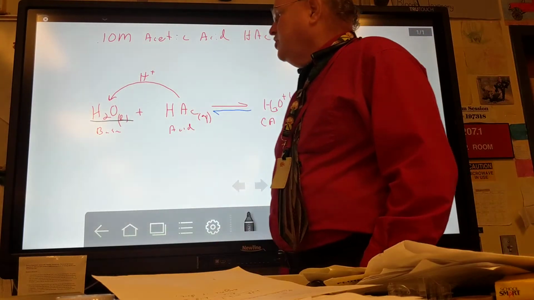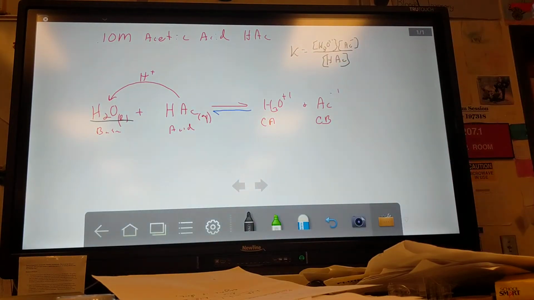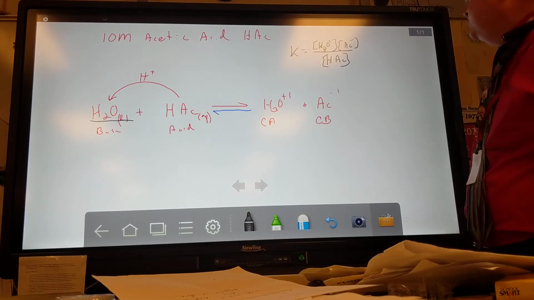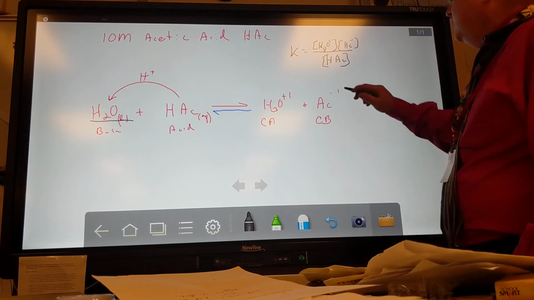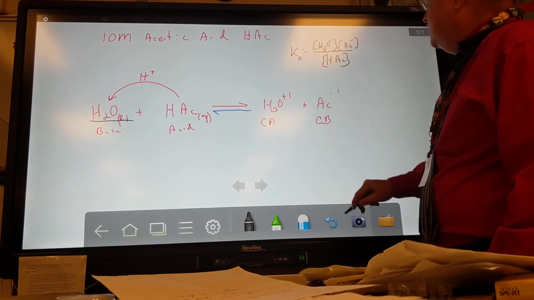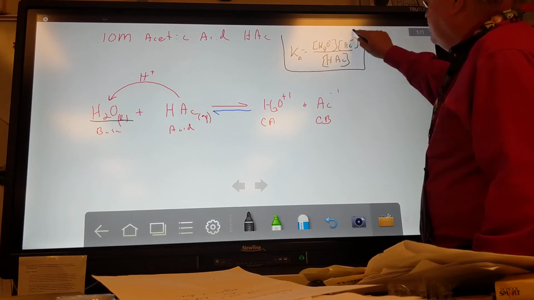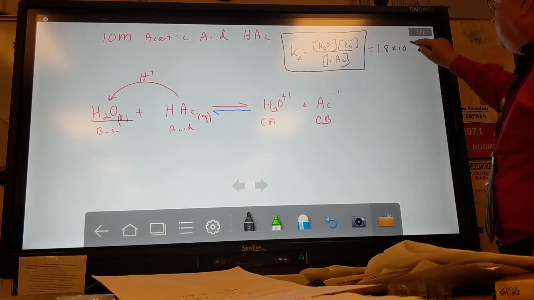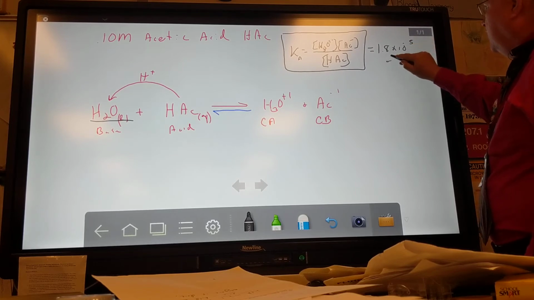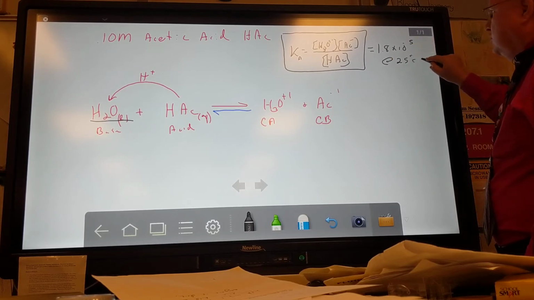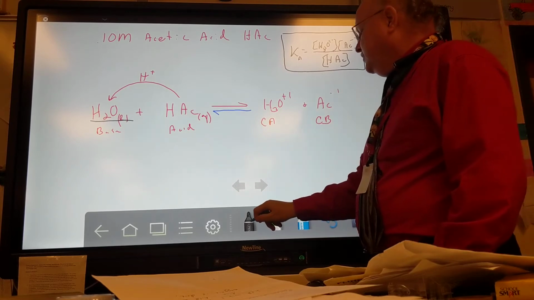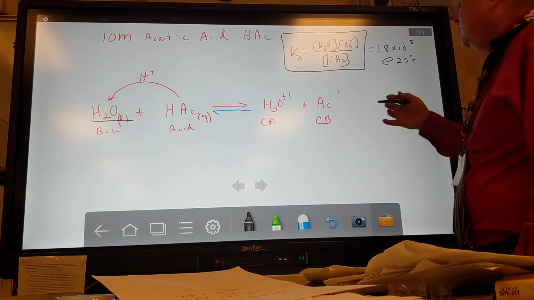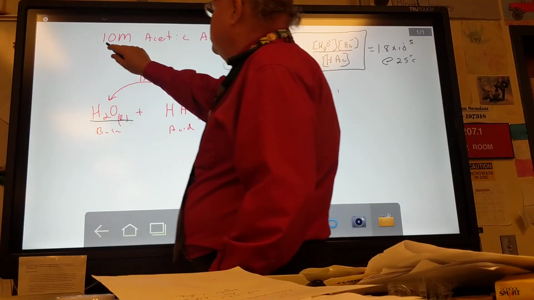Water is not in your equilibrium because water is considered to be constant. At 25 degrees, your concentration of water is 55.6. So it's not in your equilibrium. This would be viewed as a Ka. And for acetic acid, we know what this number is. It's 1.8 times 10 to the negative fifth at 25 degrees. Okay, standard temperature.